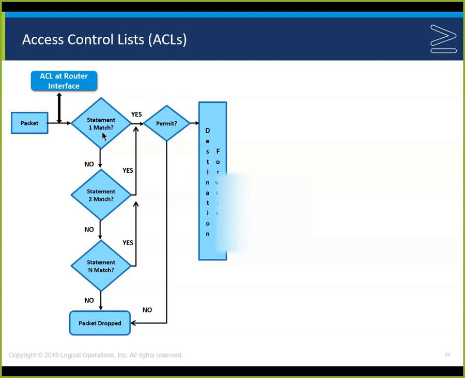When we go down this, statement 1, no. Statement 2, no. Statement 3, no. If nothing applies, we get down to the end and I'm out of statements. So now the implicit deny takes over, and it's going to drop the packet. So we need at least one permit statement.